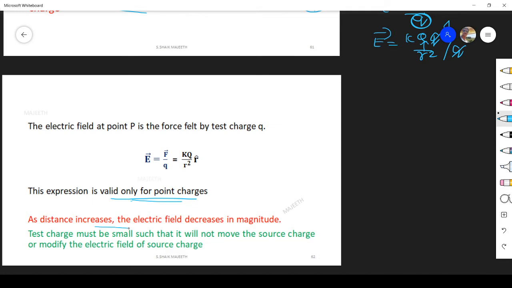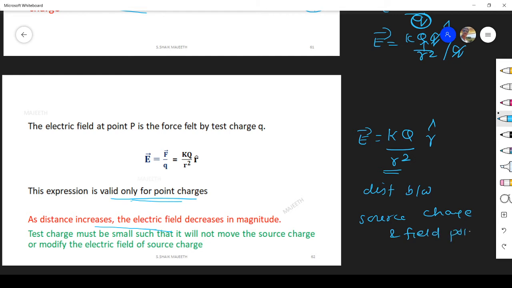Next thing is, when distance increases, electric field decreases in magnitude. You see, E is equal to kq by r squared into r cap. What is r? The distance between the source charge and the field location, or field point, the point at which we have to find the field, right? So when distance increases, what happens? E decreases. So when r increases, E decreases, like force, right? This is another important point.